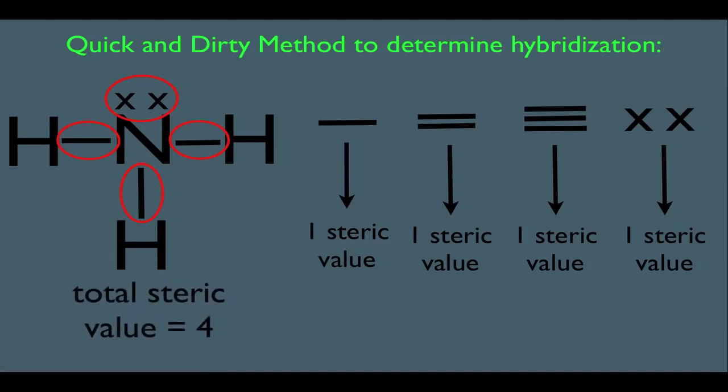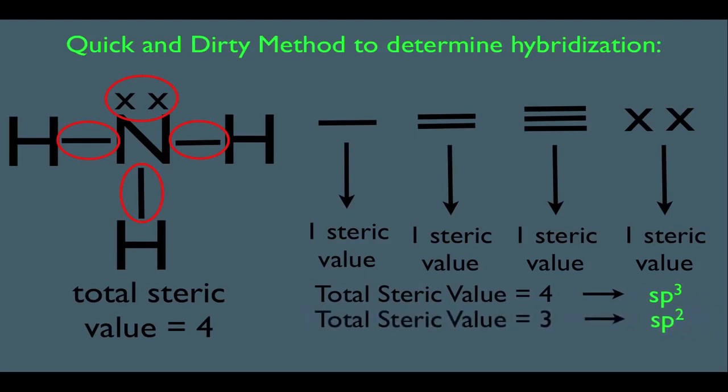And here's all that's left to do. If you happen to have a central atom that has a total steric number of 4, then he must be SP3 hybridized. If you get a total steric value of 3, then that means it's SP2 hybridized. And a total steric value of 2 means the atom is SP hybridized. So this central nitrogen is therefore SP3 hybridized.